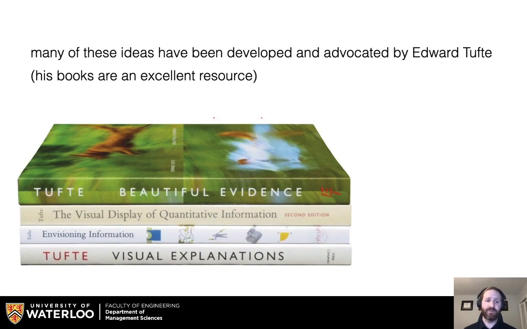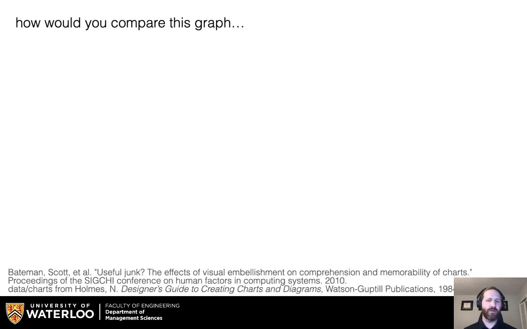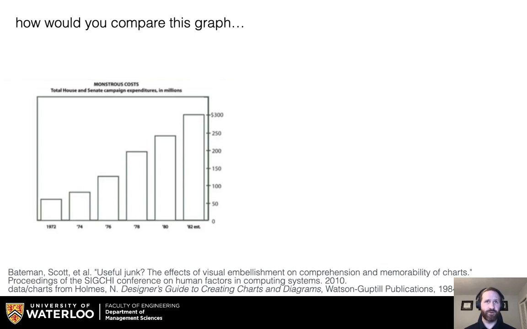Many of these ideas have been developed and advocated by Edward Tufte, who we mentioned, and his books are an excellent resource. They're gorgeous. I strongly recommend you take a look at them if you're interested in learning more about information visualization or graphing. But then again, low data ink is not the only goal you might have. So while I would say in general you want to strive for it, there's some other things you could think about. How would you compare this graph, which looks pretty good from a data to ink ratio, to this one?